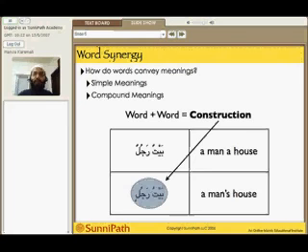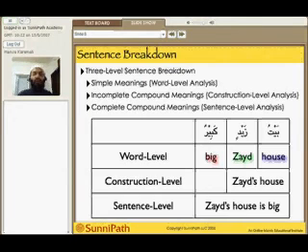So the goal of this course is to learn a skill called sentence breakdown. And this skill will enable us to understand simple Arabic sentence structure. And what we will be doing in this course is 3-level sentence breakdowns. So for example, I have here a simple sentence.